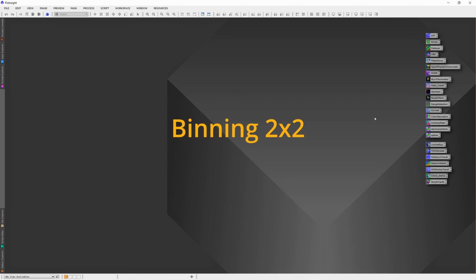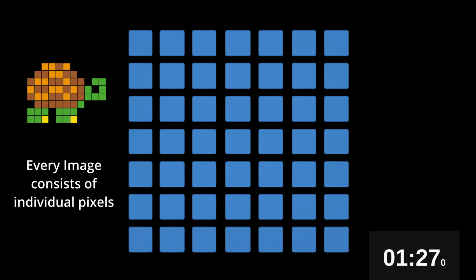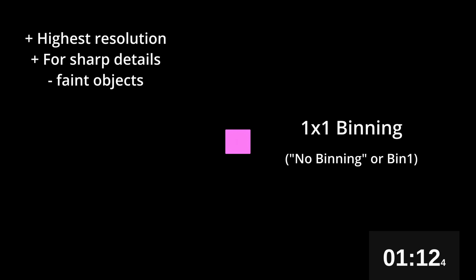You don't know what binning is? Alright, since this topic is really important, here's a super quick 90 seconds explanation of binning in astrophotography using these little squares. 1x1 binning, depicted as a pink square: every pixel works individually, capturing its own tiny piece of the sky. You get the highest resolution, but every pixel is also fighting noise on its own. Great for sharp details, not so great when the target is faint.